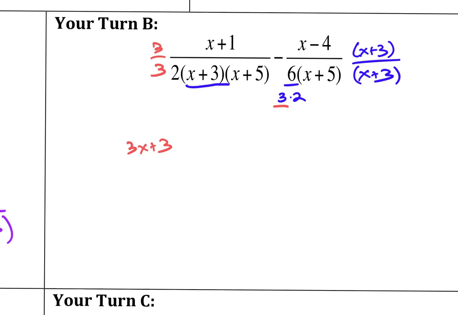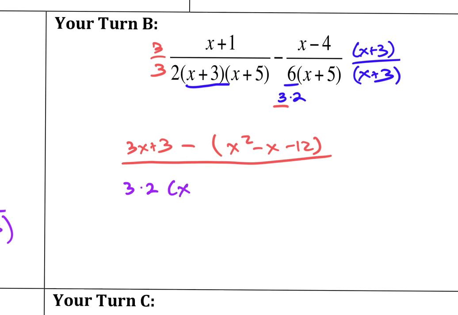And then on the right side, I'm going to leave that minus sign in between. When I multiply that together, we're going to get an x squared minus x minus 12. And then we have a common denominator. And remember, we're going to put this all over the same denominator, which is, and again, I'm going to leave this as factored, 3 times 2, and then x plus 3 times x plus 5.